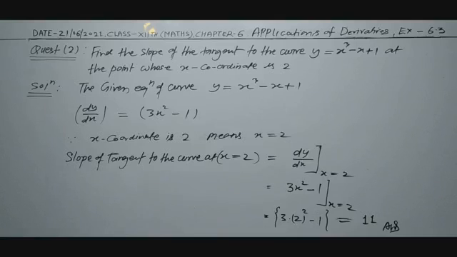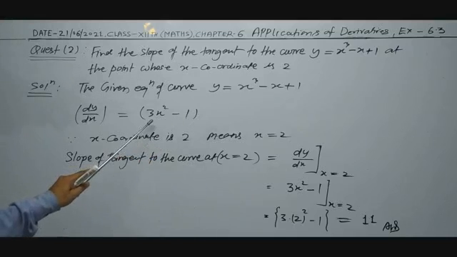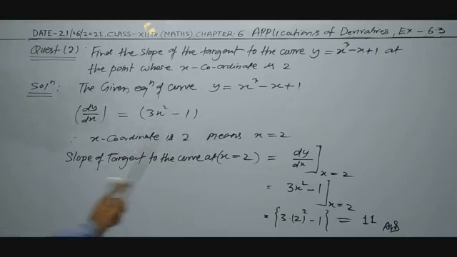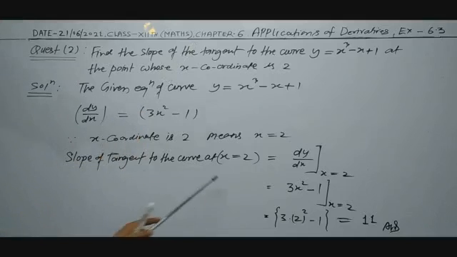Now come to question number 3. This is a similar question to the one I have solved. Given the equation of curve, 3x square minus 1 derivative at x is equal to 2. This value is 11. So the slope of the tangent to the curve at x is equal to 2 is 11. So now come to question number 3.